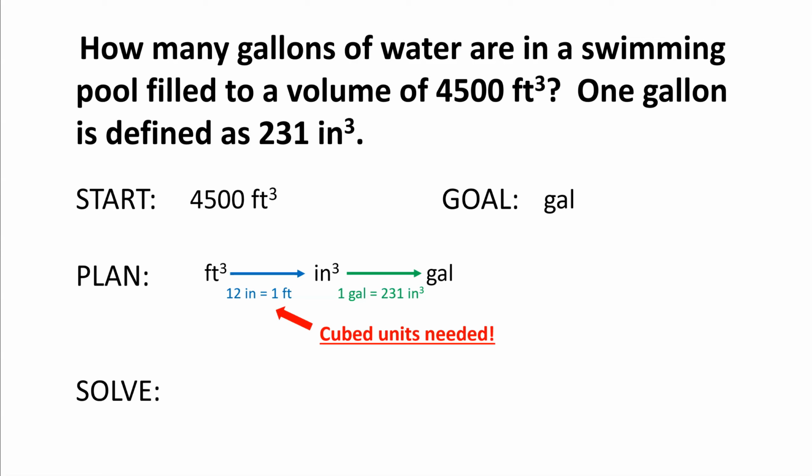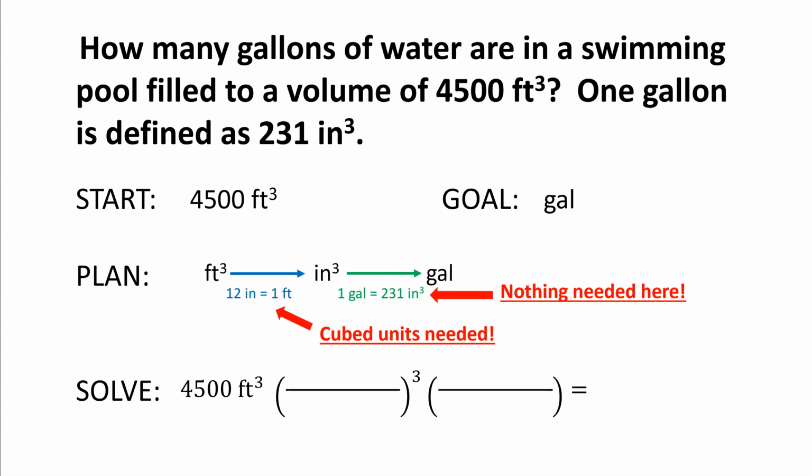All right, so we're going to use our powers to change that first conversion factor by cubing or raising to the 3rd power both sides. And we're going to do nothing at all to the second one. We're going to use it as is.